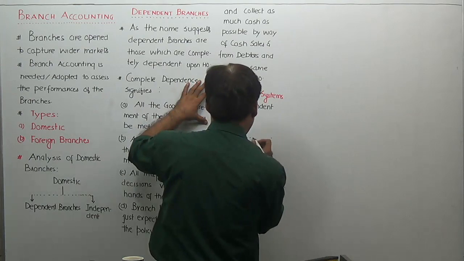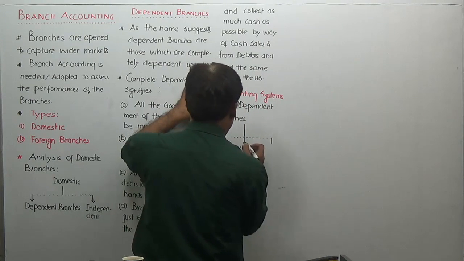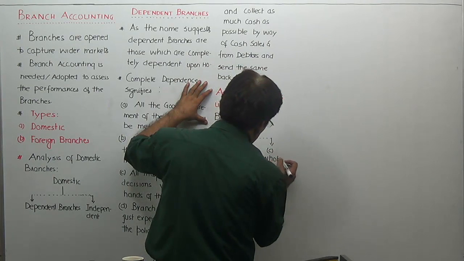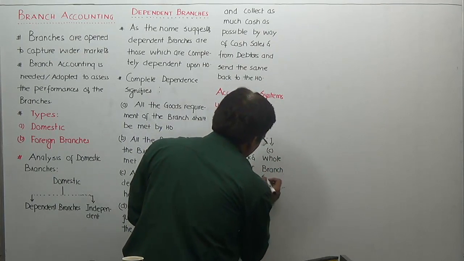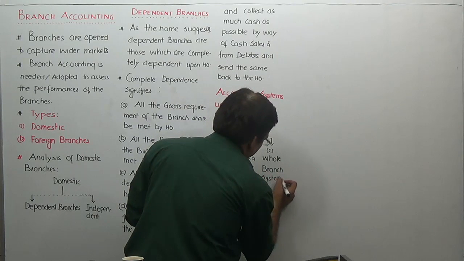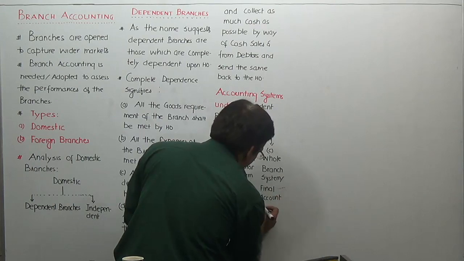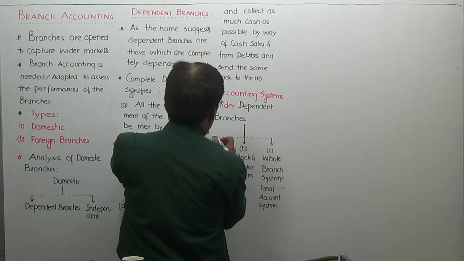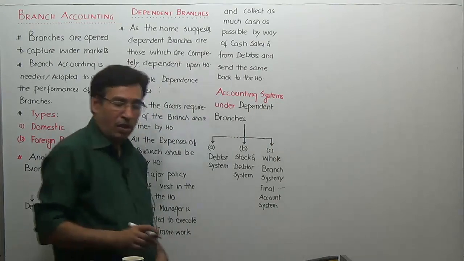Then the wholesale branch system, also known as the final account system. So these are the systems which we would find later on as far as dependent branches are concerned. So there are three accounting systems which are generally adopted.